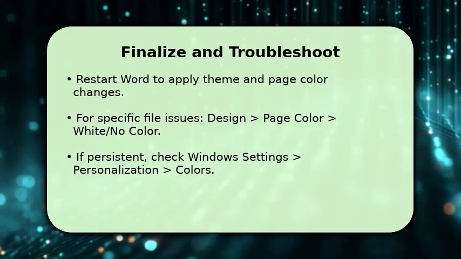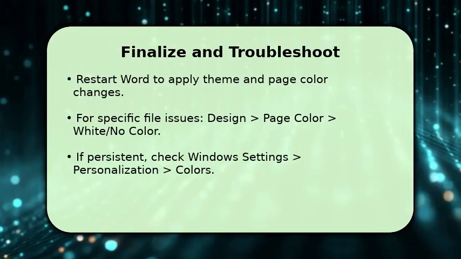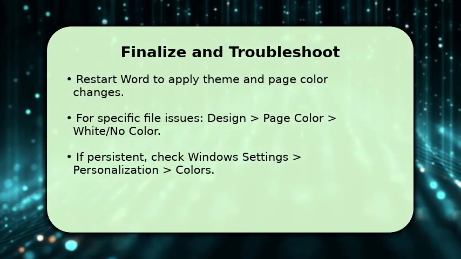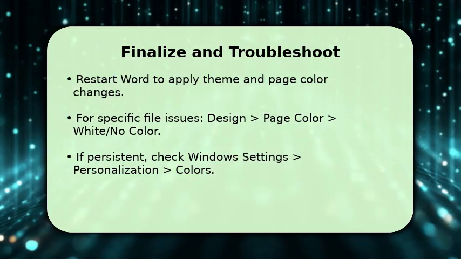If nothing changes, make sure Windows isn't enforcing dark mode by going to Settings, Personalization, Colors, and switching to light. Troubleshooting tip: sign out of Office and sign back in. Then repeat the theme change. This refreshes synced settings.